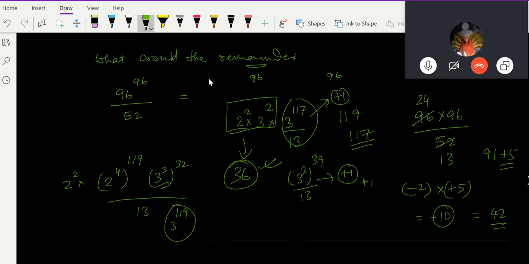Clear? So whenever you have a common divisor between the numerator and denominator, you have to cancel out that number. Like here 4 was the common divisor, right? So unless you reduce it to the lowest term, you will not get the correct answer. That is what I wanted to show you. Is it clear?